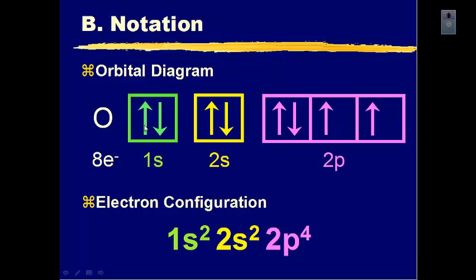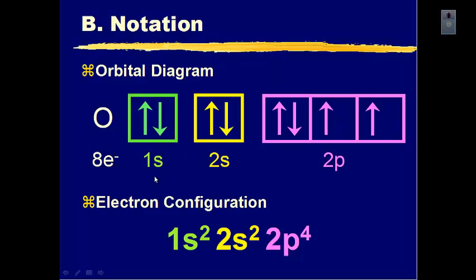The last thing I want to show you, we've worked on the orbital diagrams. This is an orbital diagram for oxygen. We know how to figure out how many electrons it has because oxygen has an atomic number of 8. And so if it is a neutral atom, we know that it has 8 protons, which means it also has 8 electrons. So here's the orbital diagram.